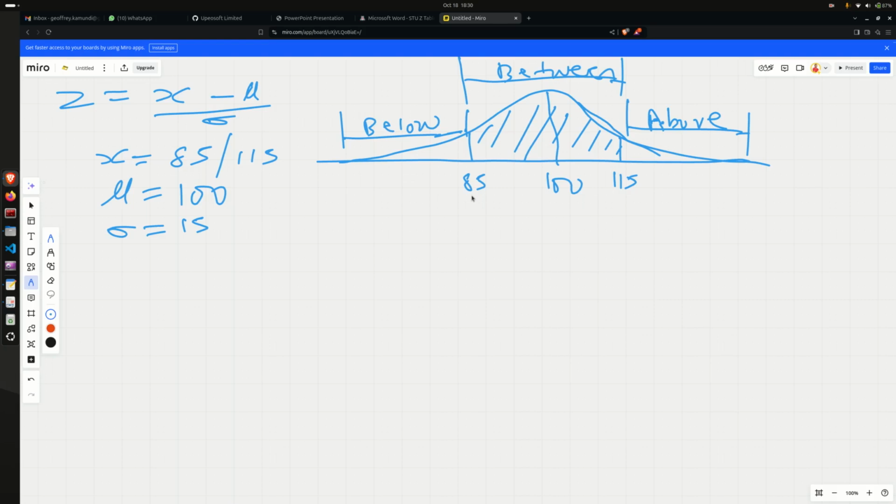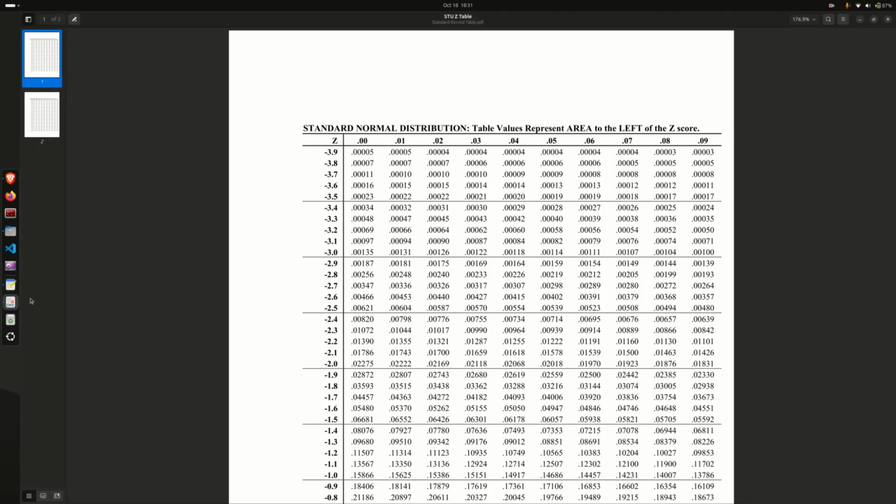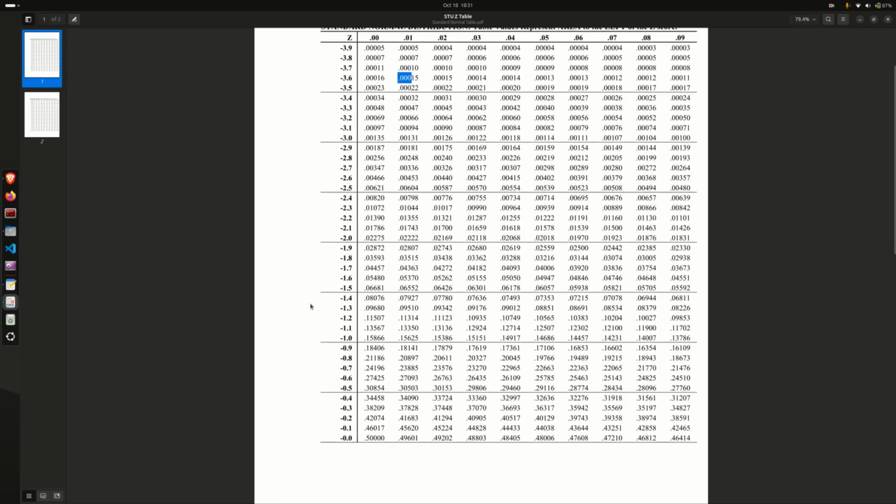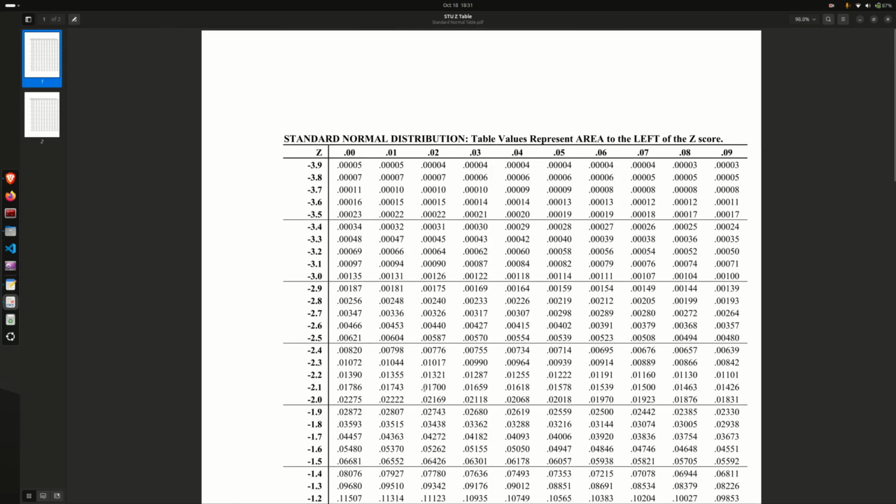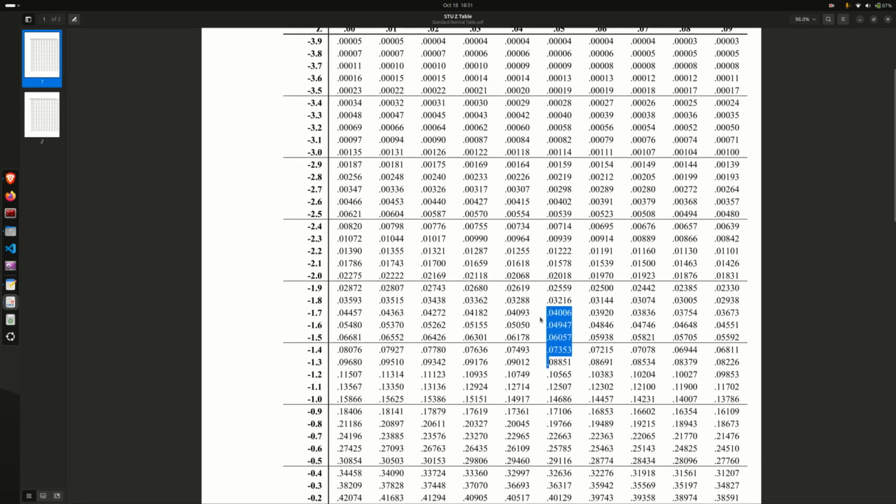So let's start with 85 here. We can say z1 equals 85 minus 100 all over 15. This is giving us negative 15 all over 15, which is negative 1. Once we get this value, we need to take it to the normal distribution table, which I have a sample of here. This table is all over the internet, and you can download it there. I hope you can see it well. Let me make it a little bit larger for the sake of your eyes. You're also allowed to go with it to the exam.